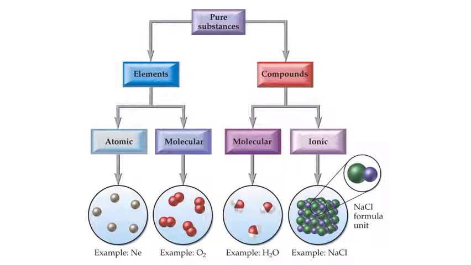Atomic elements, like neon, because it has only one atom in its molecule. Molecular elements, an example is oxygen, because it has two atoms in its molecule. Compounds are either molecular, as an example water, or ionic compounds, an example is sodium chloride.